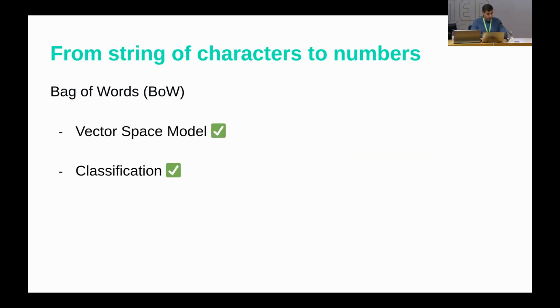When you go from a string of characters, like a text, into something numeric, you are effectively building what is called a vector space model. That means that every text in your corpus can now be seen as a list of numbers. And you can do operations with those lists that have an impact on the understanding of the corpus itself.